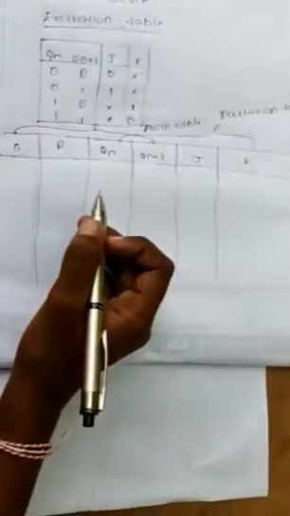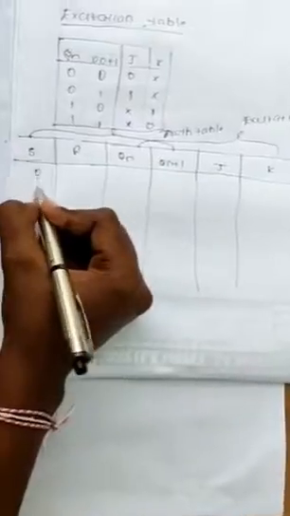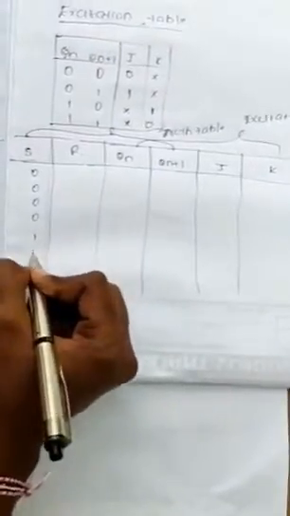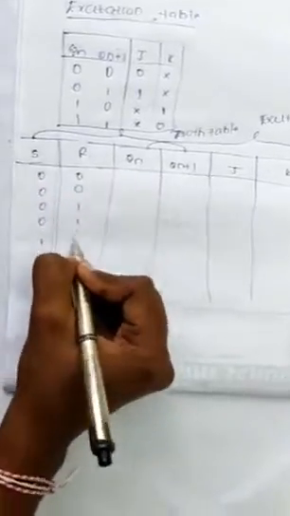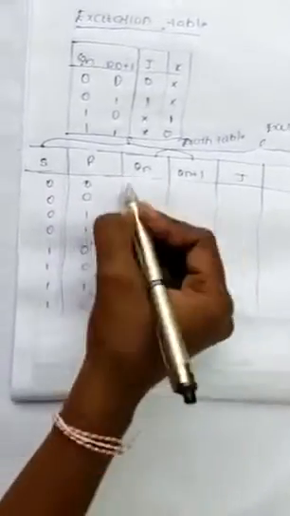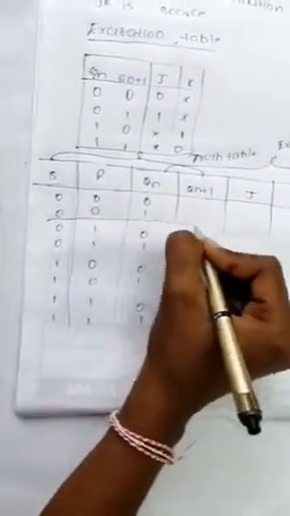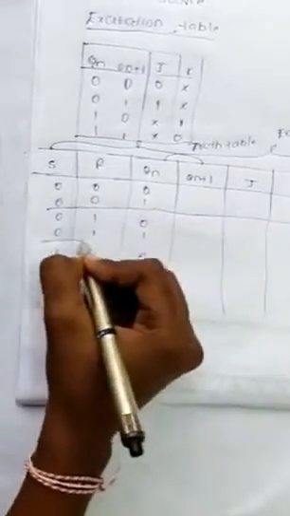Next, the S values: 0 0 0 0 1 1 1 1. You see two zeros, two ones, two zeros, two ones. Next the R values: 0 1 0 1 0 1 0 1. If you divide it in this way, you can find the answer in an easy and perfect manner, with no confusion.